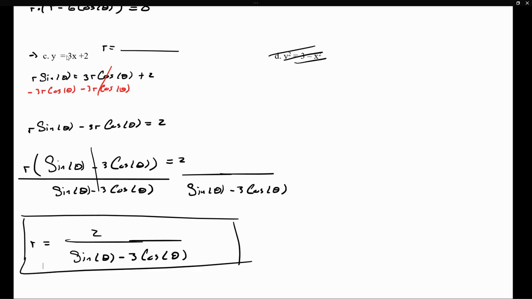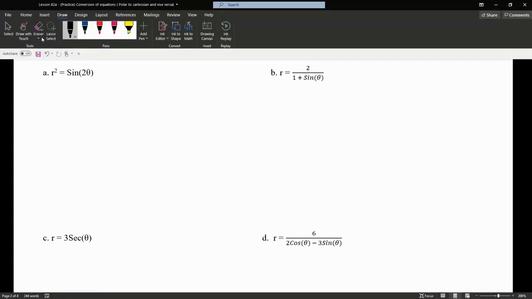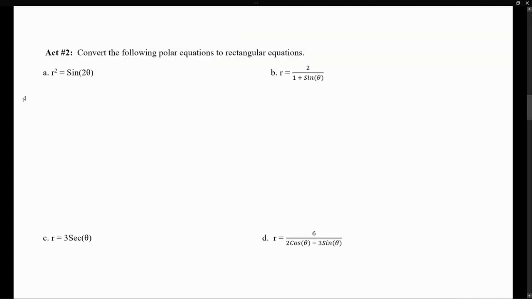So the line y equals 3x plus 2 should be equivalent to the polar function r equals 2 over sine theta minus 3 cosine theta. So let's do 2 more examples where we go the opposite way. What if we have an equation that is given to us in polar, and now we want to write it in Cartesian? Let's take a look at some examples here.